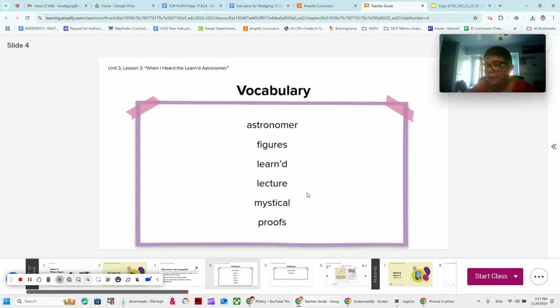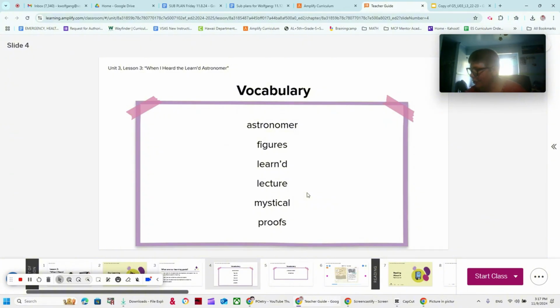We have some vocabulary words that can also be found in your poetry book on pages 33 and 34. So you might want to go there right now so you have the parts of speech and the meanings of those words. Astronomer is a scientist who studies outer space and the bodies such as stars, moons, and planets in outer space. Figures are numbers or diagrams. So that's kind of an older word for numbers, figures. Learn your figures in school, young man.